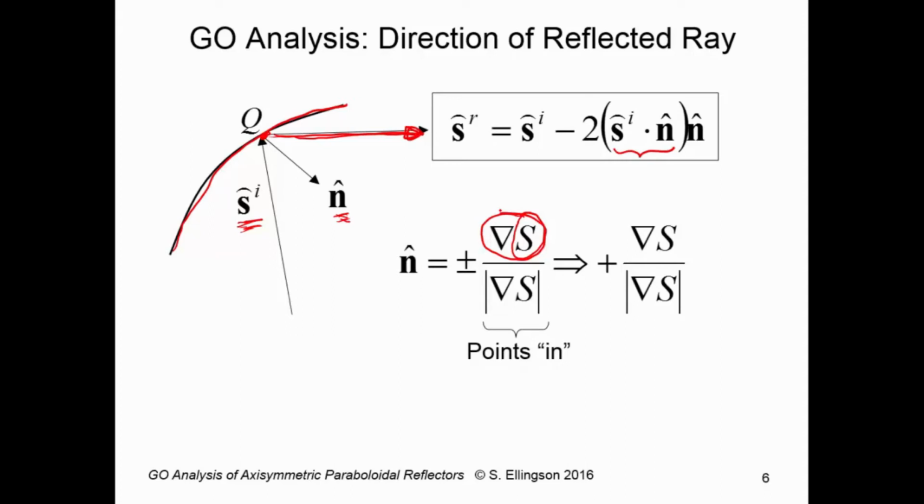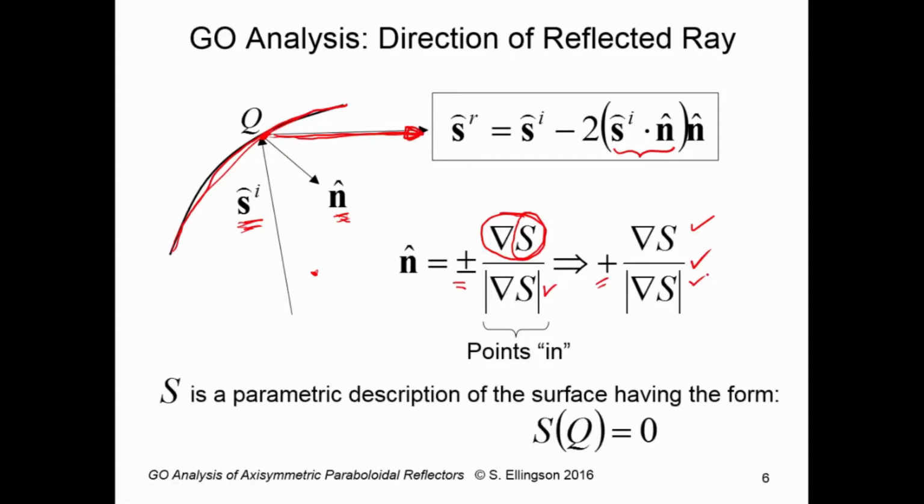You want a unit vector, so you divide this by the magnitude of that quantity, and that gives you the unit vector pointing in. Then, of course, you want either the plus or minus sign, depending on whether you want the normal pointing in or pointing out. In this case, we want the normal pointing in for a reflector antenna problem because the feed is on the inside, on the concave side, so we choose the plus sign. So we can compute the surface normal as plus the gradient of the surface function divided by the magnitude of the gradient of the surface function.